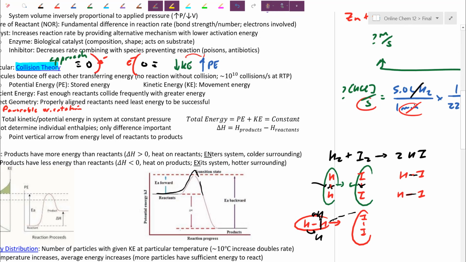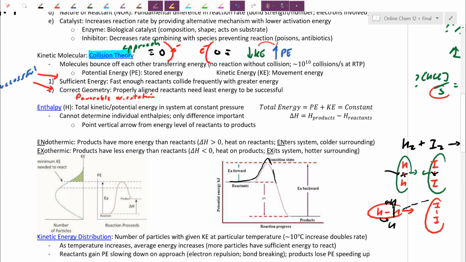Okay? So to study these in a little more detail, we started looking at these potential energy graphs here. These are called PE diagrams, or sometimes also referred to as an enthalpy level diagram. We did start seeing these in Chem 11 as well.